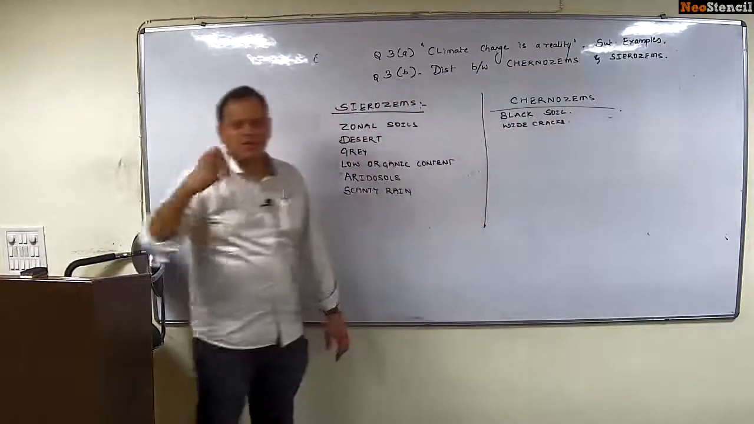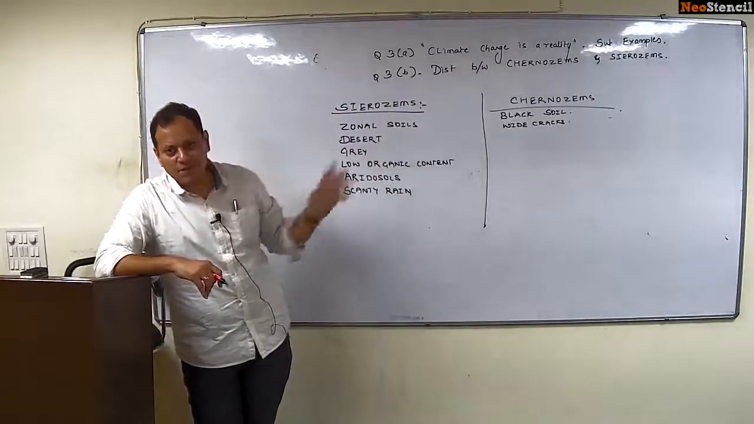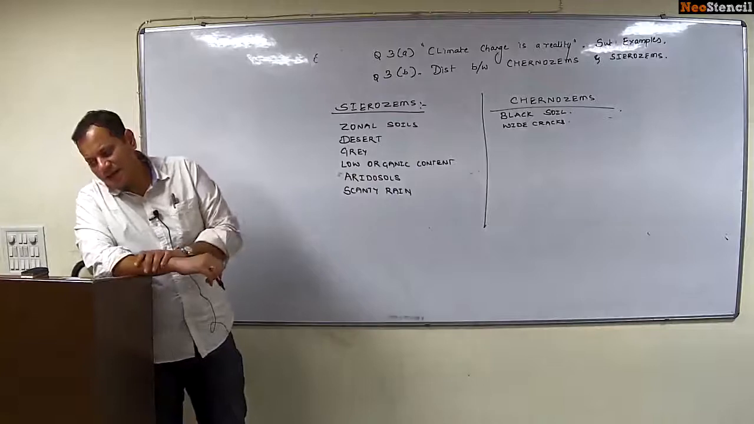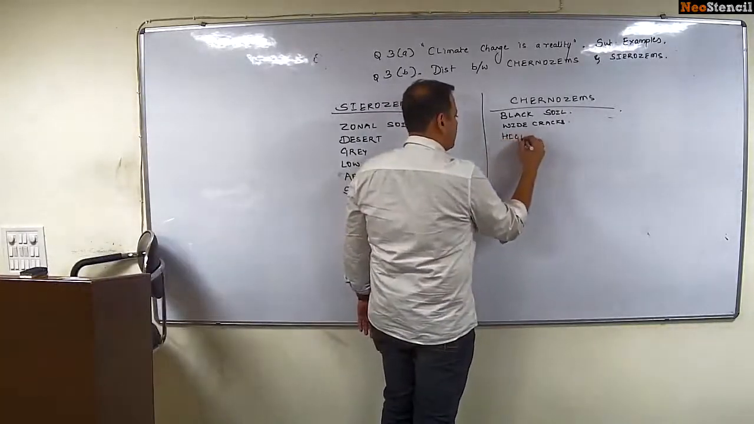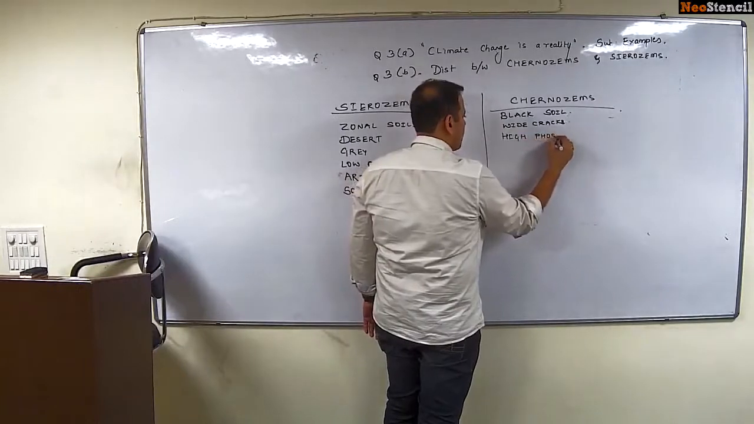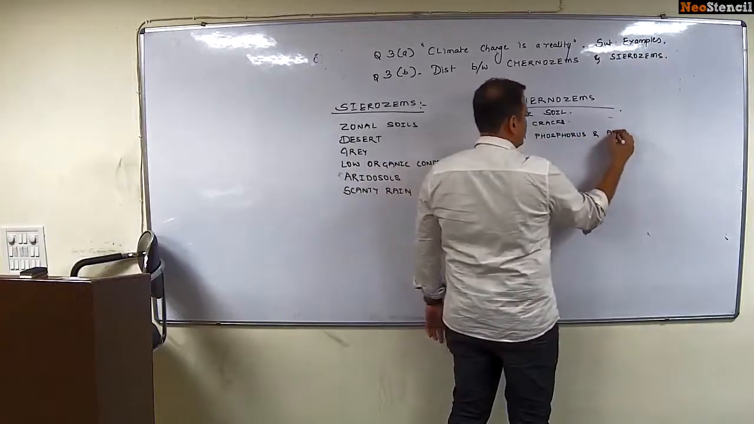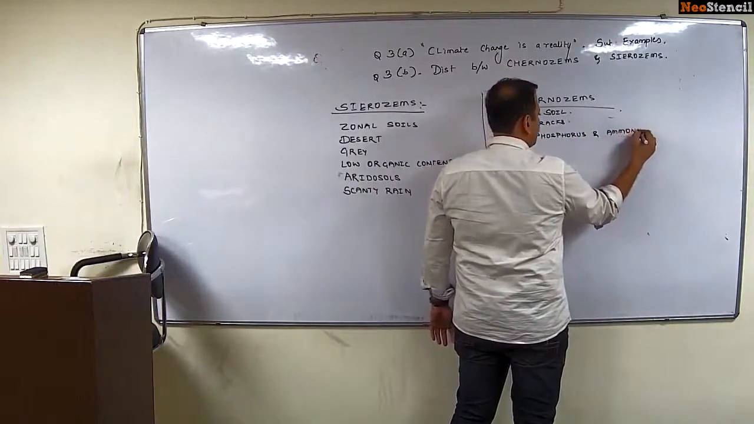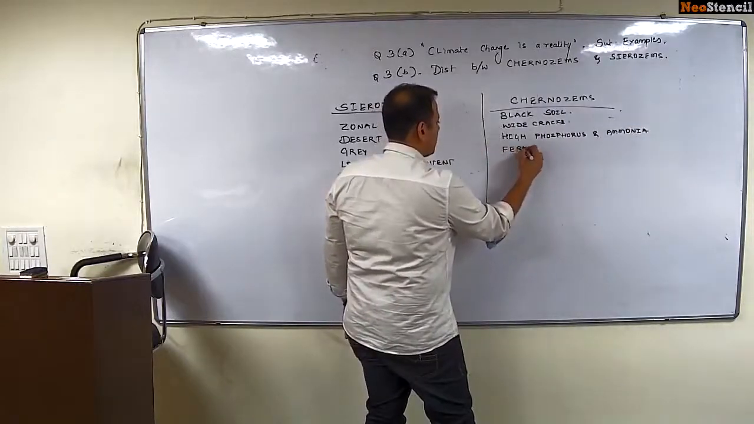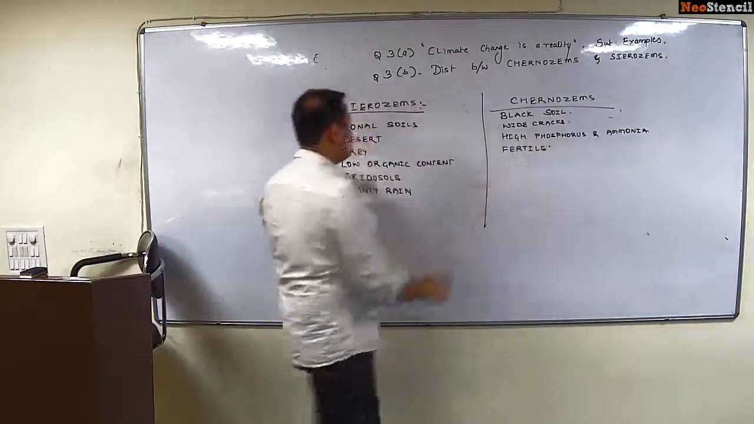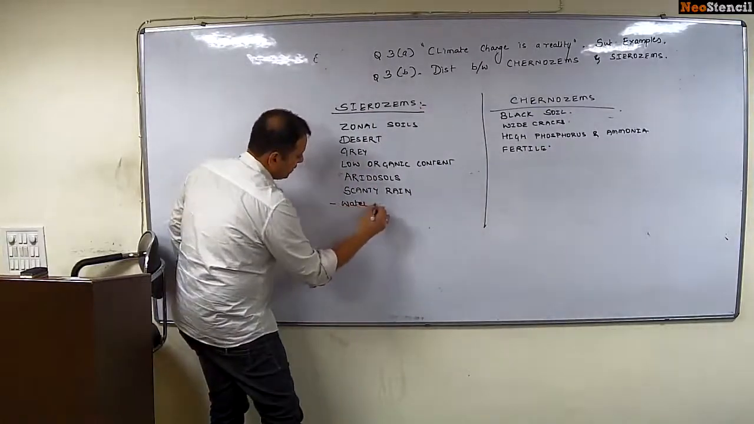Black soils, I mean, first thing, obviously not in this order. You will be writing in a proper order. We are just generating the points here. These are rich, high in phosphorus and ammonia. They have high phosphorus and ammonia. They are extremely fertile. In the Chernozems fertility is less. Water is required. Water content is low here.